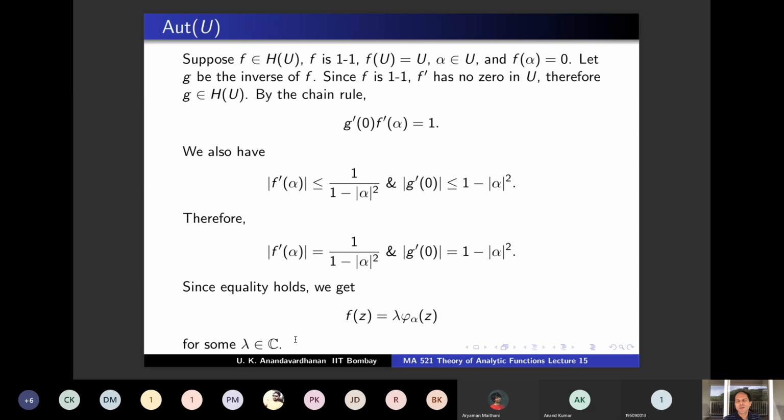So, we have characterized Aut(U), right? You have taken any f in Aut(U). That means this much is given, and then you have shown that f is of the form phi alpha essentially, up to a constant multiple, and that constant also has modulus 1. So you have characterized Aut(U) as a corollary to the Schwarz lemma.